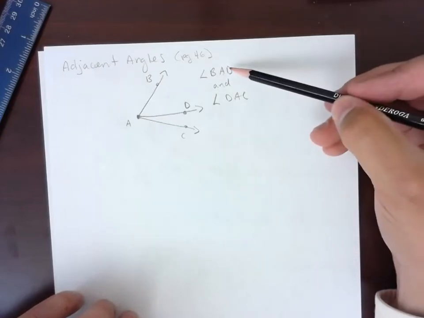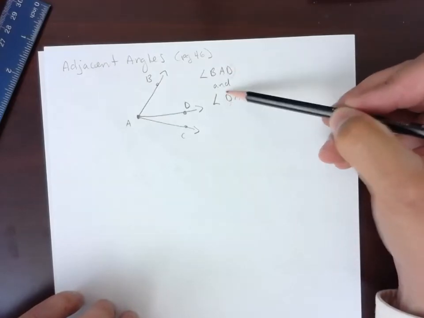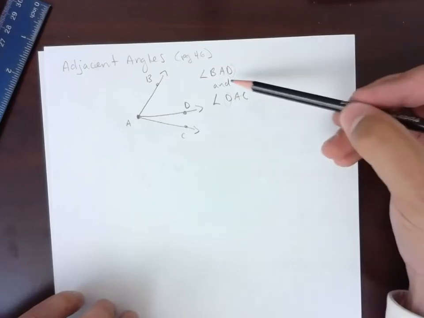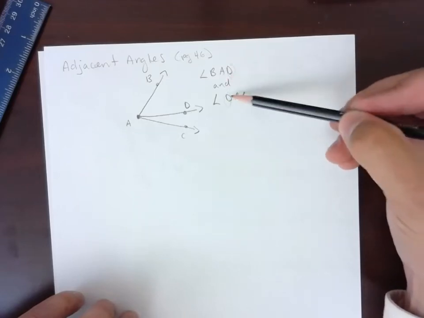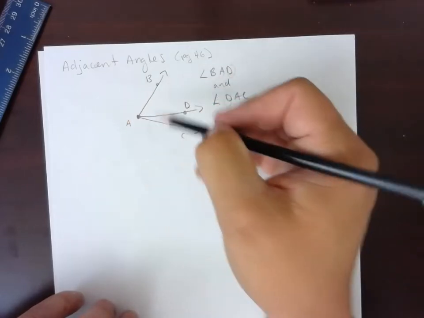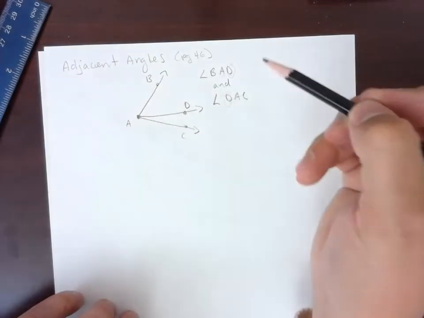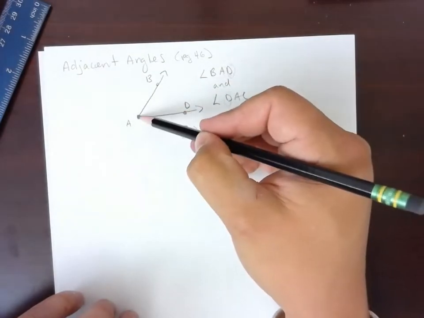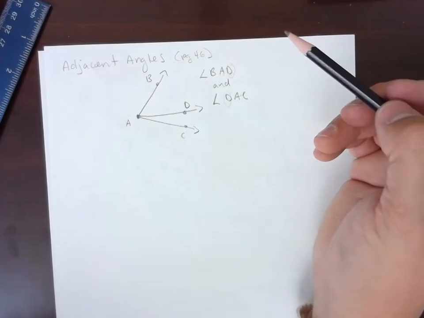So side D is on both of these angles. That's how I know that these two are adjacent angles. They share a side and they share a vertex with each other. So they are adjacent angles.